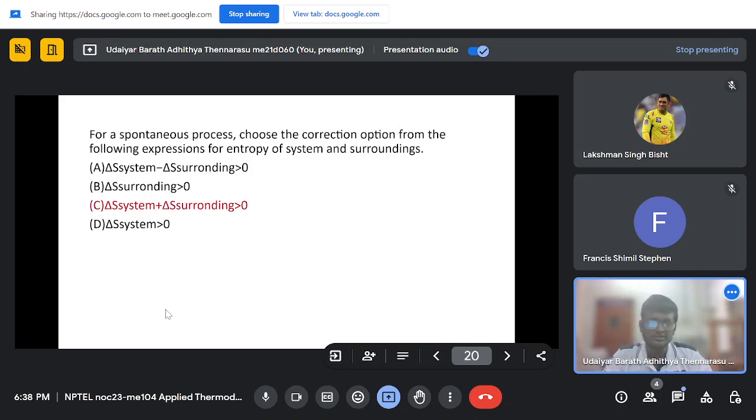The system and surroundings entropy together should be greater than zero. For a reversible process, it will be zero, and for any other process, it will be greater than zero. This is the total entropy, assuming the whole universe is an isolated system. For any system, the surroundings entropy may rise or fall, and consequently the system entropy may fall or rise, but the total change in entropy of this combination will always be greater than zero. So the answer is option C.